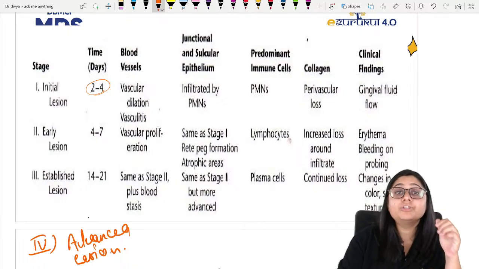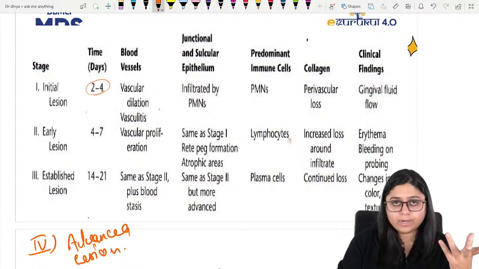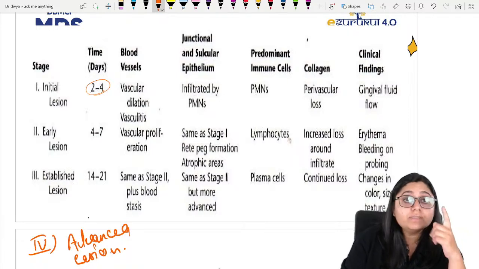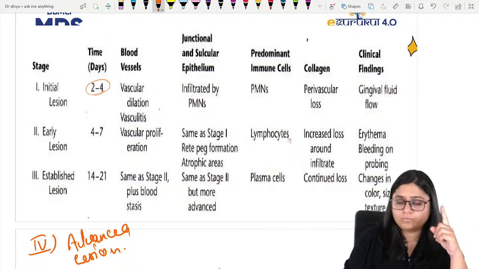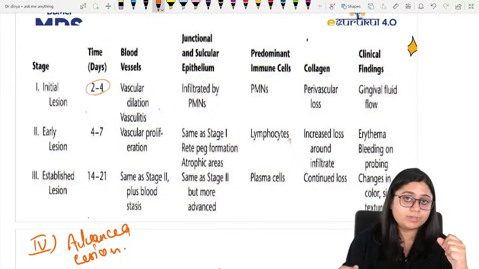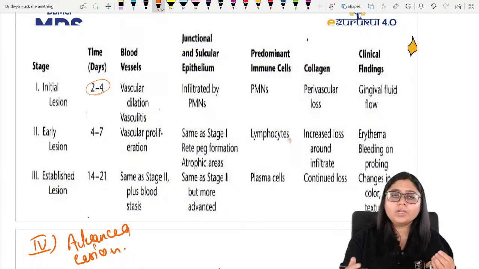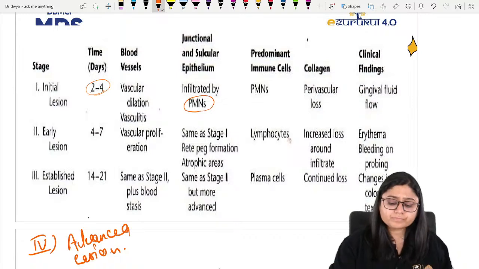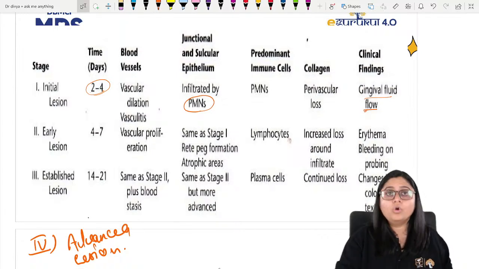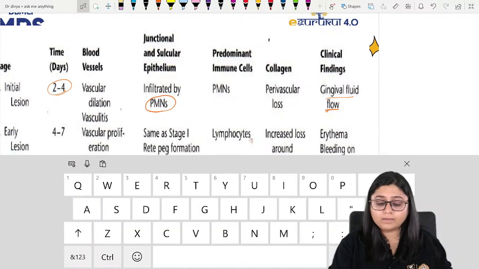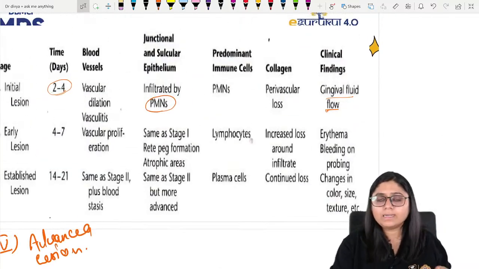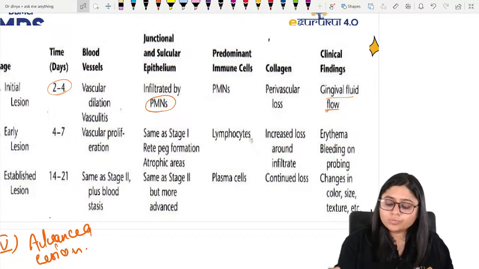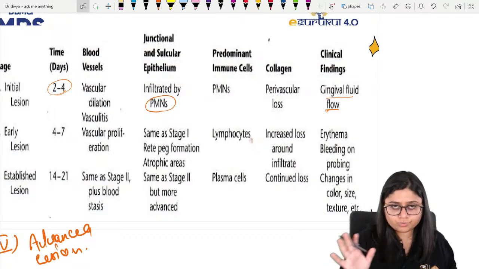Now, the initial lesion develops in 2 to 4 days, and the changes you will see are initial signs of inflammation, an increase in vascularization, an increase in vascular permeability, and vasodilation. Okay, and the first defense cells that come into action in acute cases are the PMNs, the neutrophils, the polymorphonuclear neutrophils, right? So the predominant cells in the first stage are the PMNs, and they will be increased in the GCF flow. GCF flow is a kind of sign. I'll not even call it a sign, because we cannot measure it or see it clinically that commonly, right? So you will just see an increase in the GCF flow in the first 2 to 4 days.